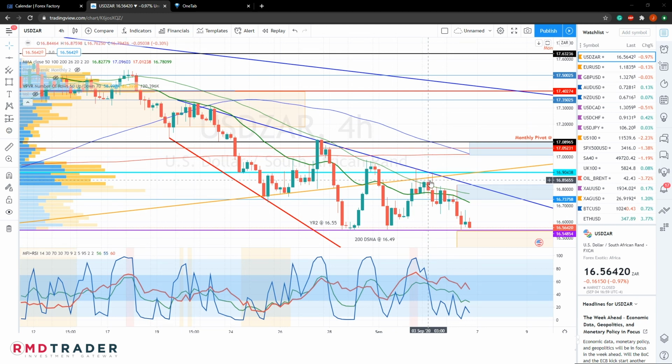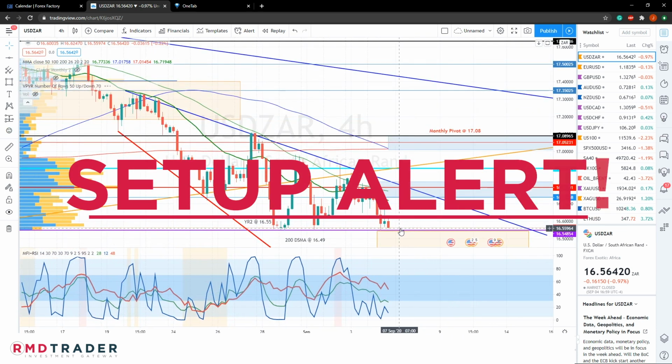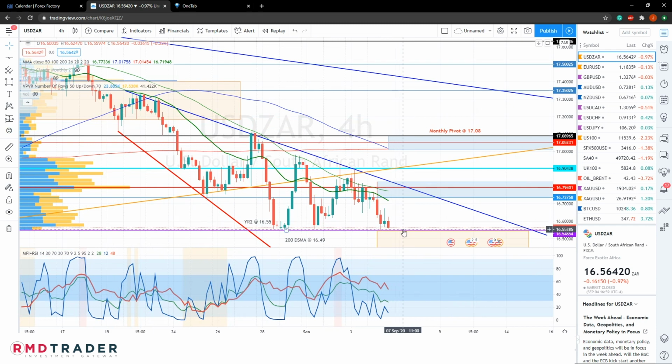Then afterwards, price sold off again to only find some support on Friday afternoon at the yearly R2 pivot again at 16.55. So for this week, we can expect any bullish price action above this level to probably take us back towards this overhead diagonal between the area of 16.75 and 16.80. And if we can, of course, break above this level, then we can expect price to move higher and hopefully back towards the monthly pivot at 17.08.